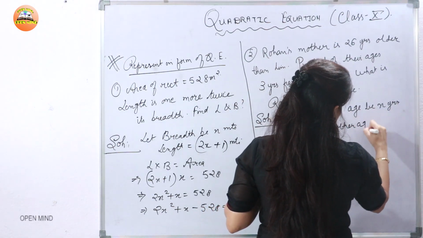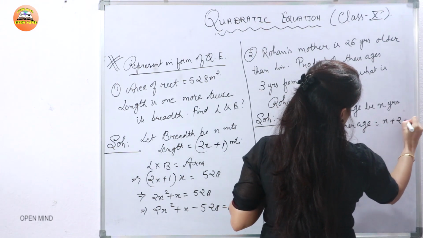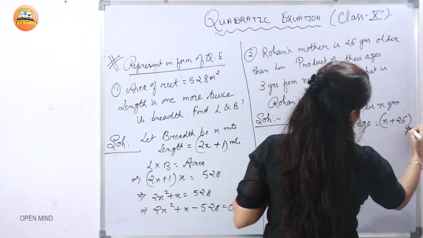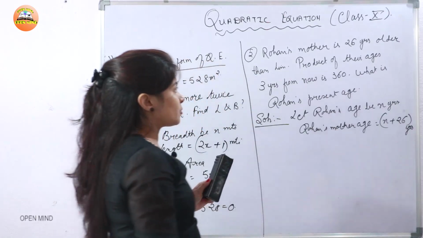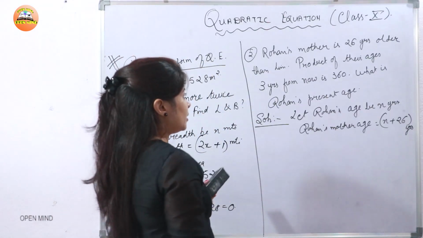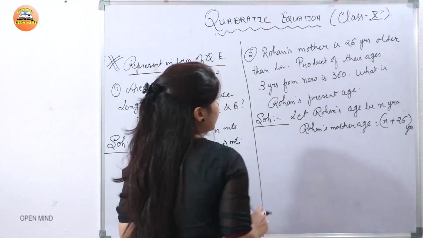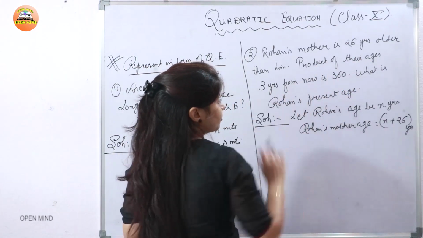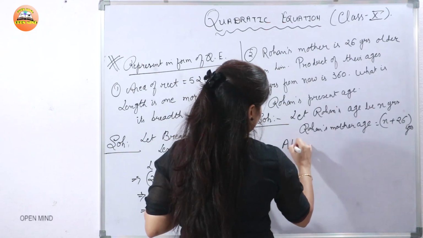Rohan's mother's age will be x plus 26 years. Why are we writing x plus 26? Because she is 26 years older than Rohan. Now, the product of their ages 3 years from now. So after 3 years.